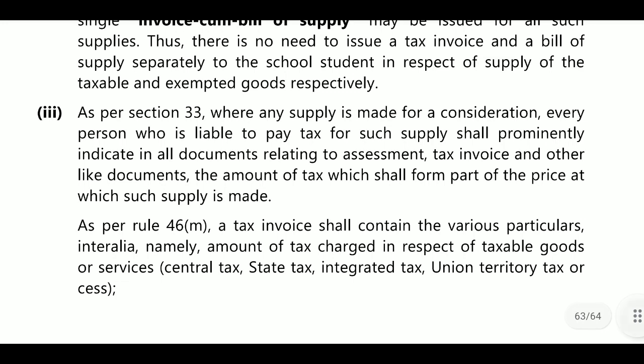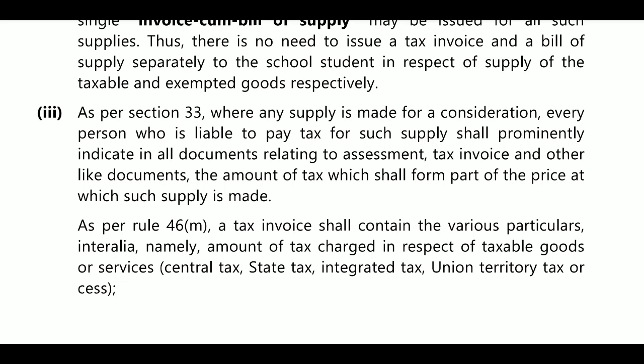Third advice, as per section 33, where any supply is made for consideration, every person who is liable to pay tax for such supply shall prominently indicate in all documents relating to assessment, tax invoice and other like documents, the amount of tax which shall form part of the price at which such a supply is made.